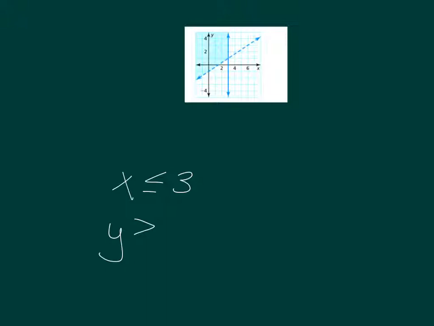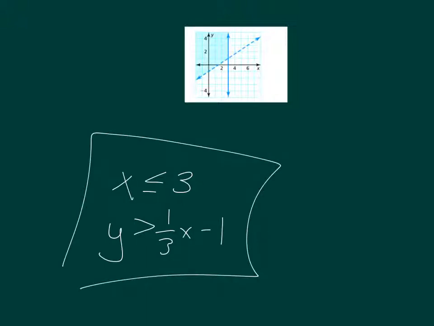Oh, I lied. Your slope is not 1. It's 1/3. Up 1 over 3. What's the intercept, though? I didn't lie on the intercept. -1. That's the answer for what's going on in that picture.